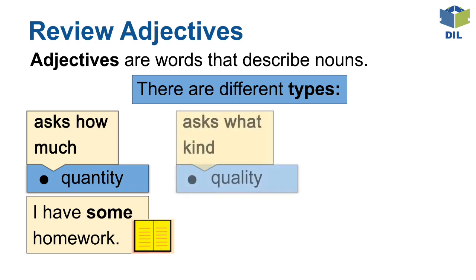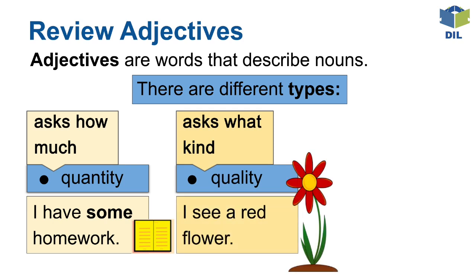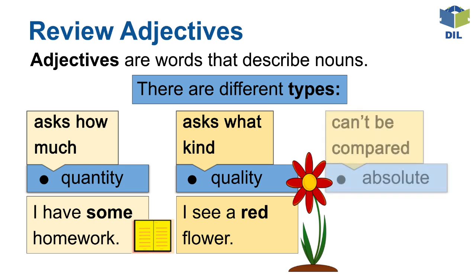Adjectives of quality ask what kind. For example, I see a red flower. Notice, the adjective red answers the question, what kind of flower? A red flower.